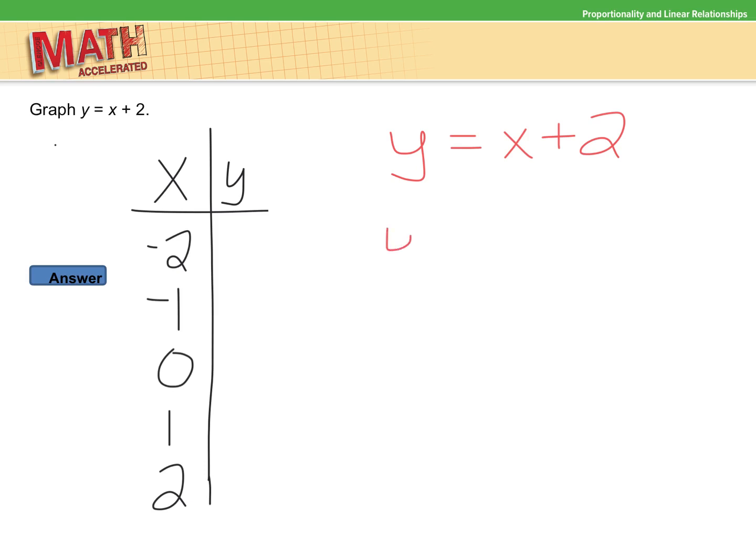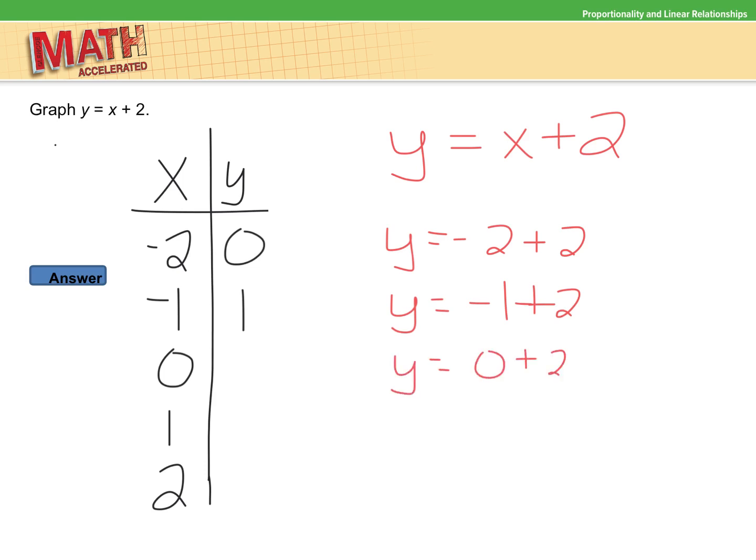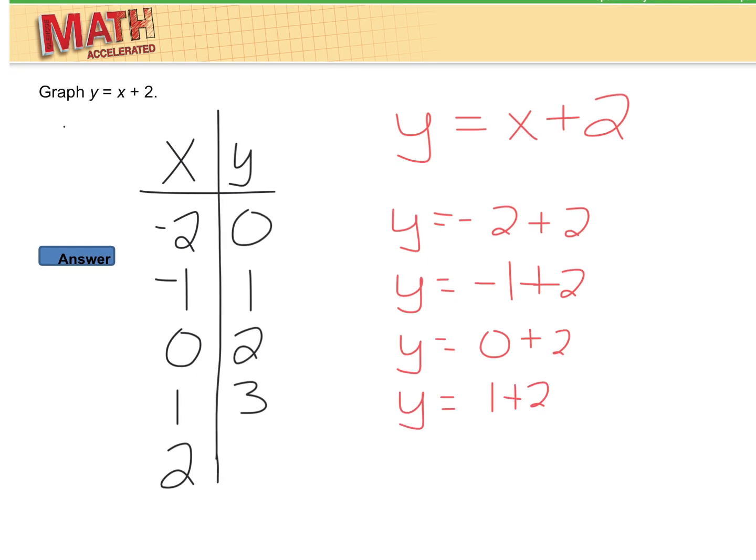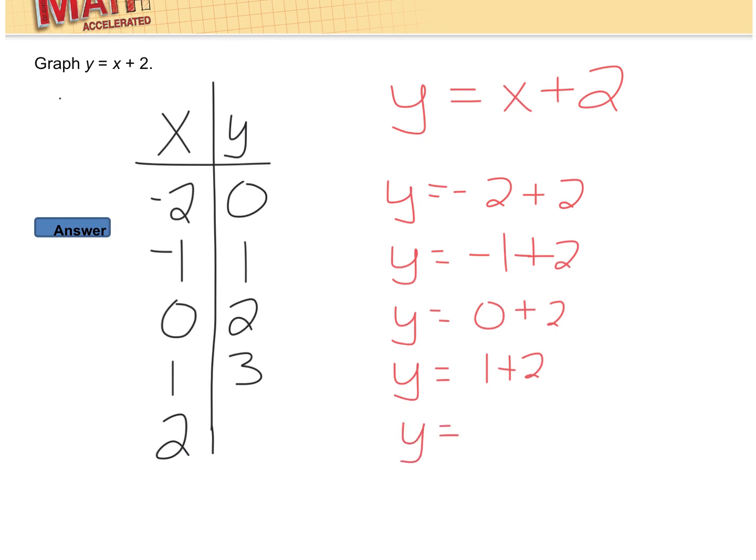So if I plug in -2, I have -2 plus 2 gives us 0. Then I have y equals -1 plus 2, 1. Y equals 0 plus 2, 2. Y equals 1 plus 2, 3. And what's my last one going to be? 4. Do you see a pattern? It keeps going up by 1 every time. So this is what I mean by showing your work on these, showing me that you understand how you're getting those y values.